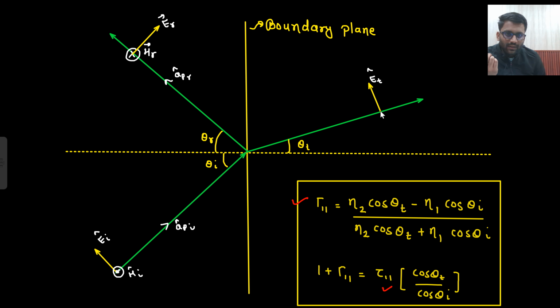Okay, and this will be my transmitted magnetic field. Right? Now this is the formula we have derived. So this is how the formula is derived for this particular case. Now we can relate it with the normal incidence as well.